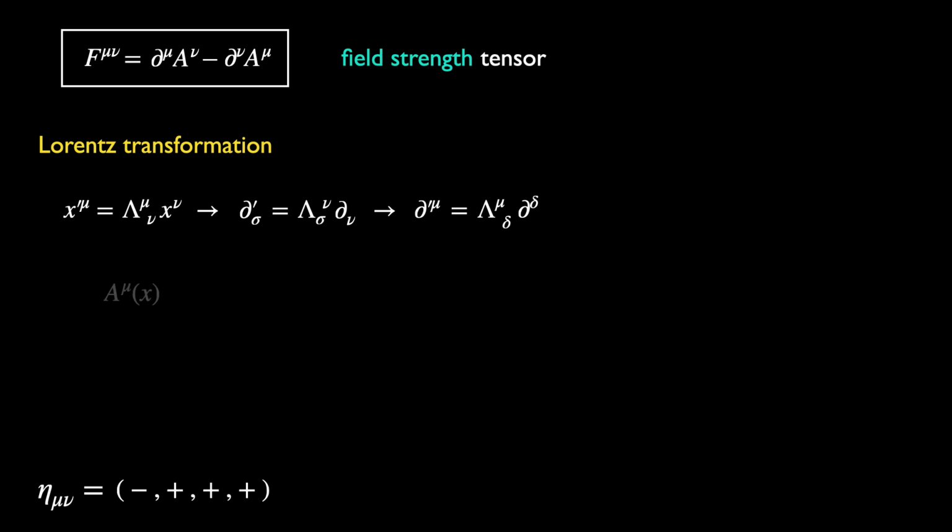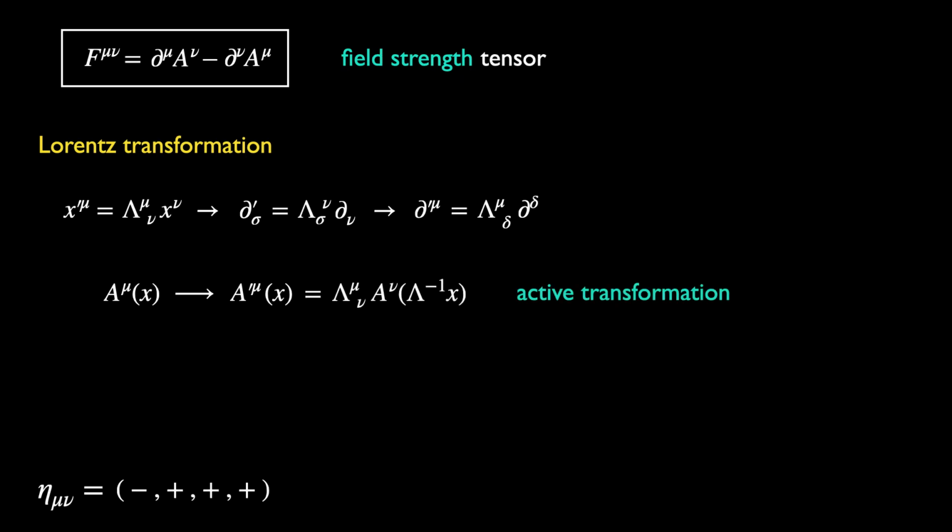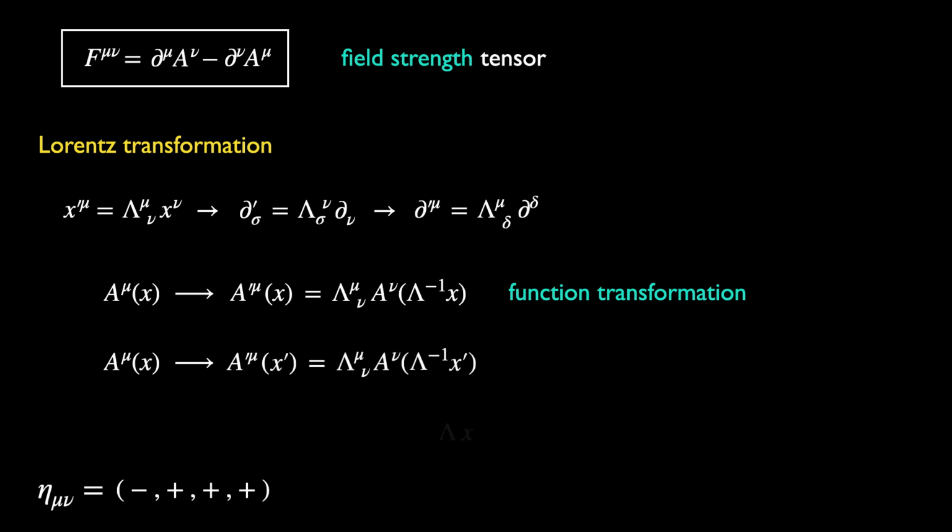Now let's see how A transforms. Previously, we have considered its Lorentz transformation as an active transformation. Now we would like to treat its transformation as a change of coordinate system, that is, a passive transformation. The active transformation is the change of a function under the same coordinate system. Under a coordinate transformation, the argument of A also changes to x prime. This cancels out the inverse lambda.